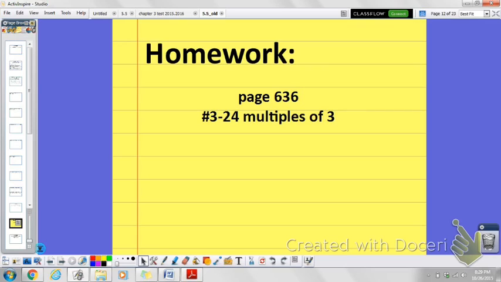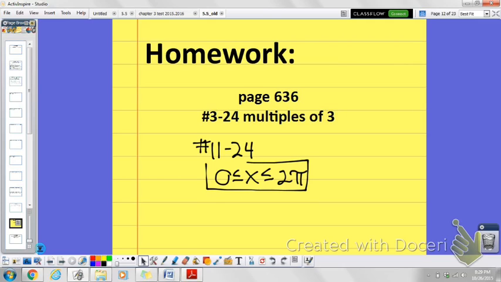So that finishes up today's lesson, and here's your homework. It's page 636, numbers 3 through 24, multiples of 3. For numbers 11 through 24, you are only going to find the solutions for whenever x is between 0 and 2 pi. It says to find all solutions, but I just want you to find the ones between 0 and 2 pi. Okay, good luck.